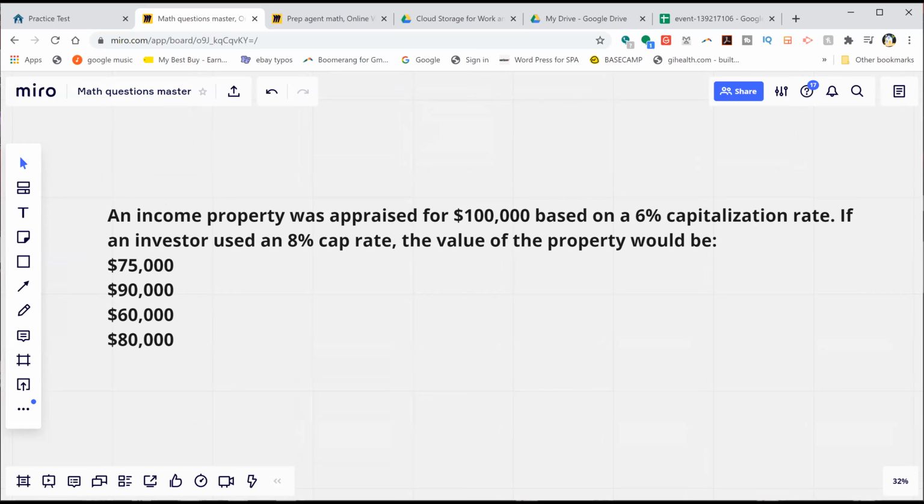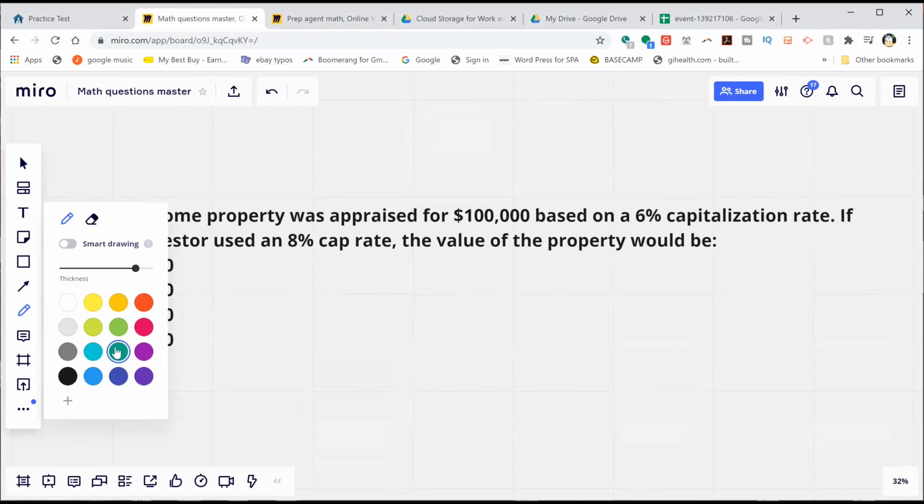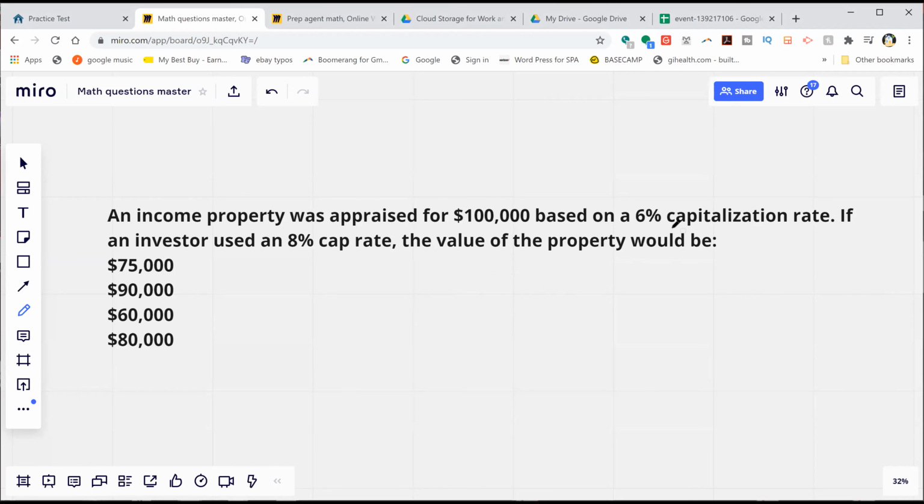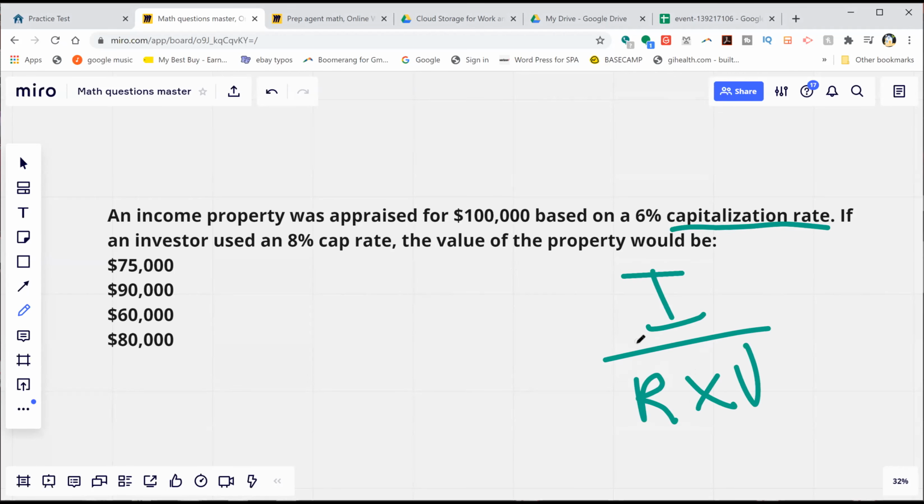So here's what we're going to do. I'm going to walk you through this. And I want you guys to follow along with me too, because what we're going to have to do is identify what kind of problem this is. So here we have a capitalization rate. Okay, so what does that mean? That means that we're going to be doing an Uncle Irv problem. Okay, and I'm going to write that down right here so that you guys could see it, and you could kind of follow along with me, okay?